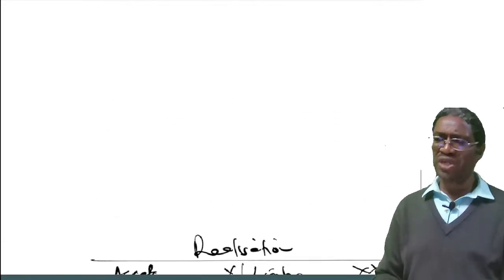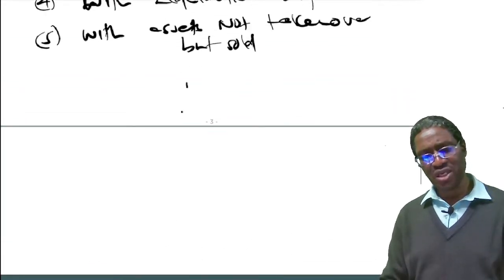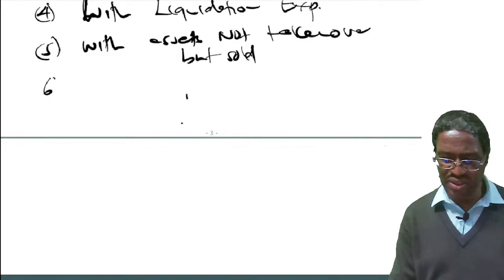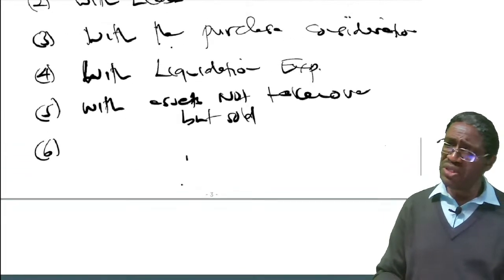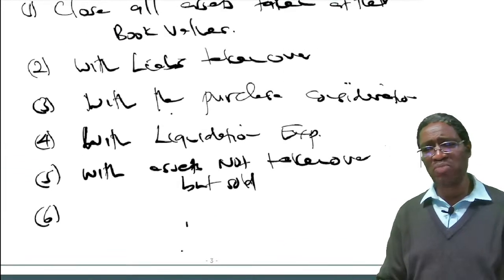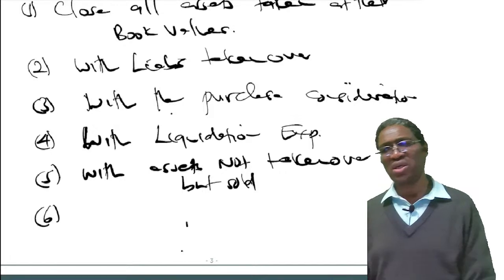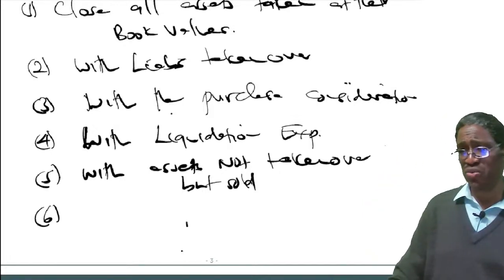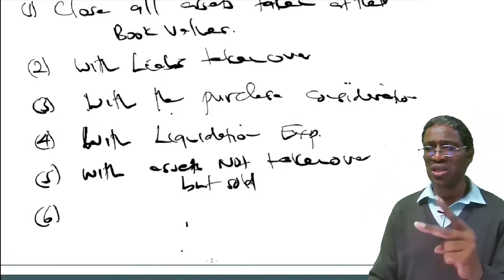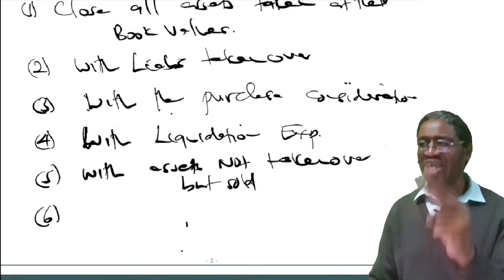That's our step number 5. Let me talk about number 6. For number 6, I want to take you back to step number 2. In number 2, we said, with liabilities taken over.